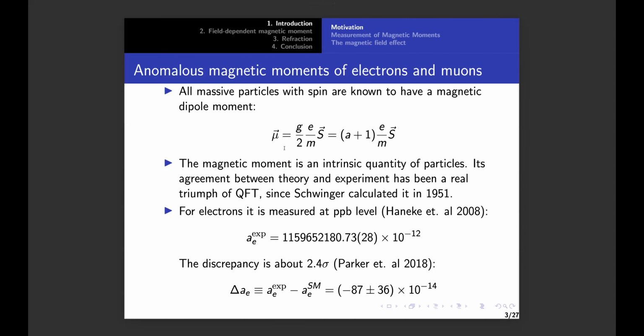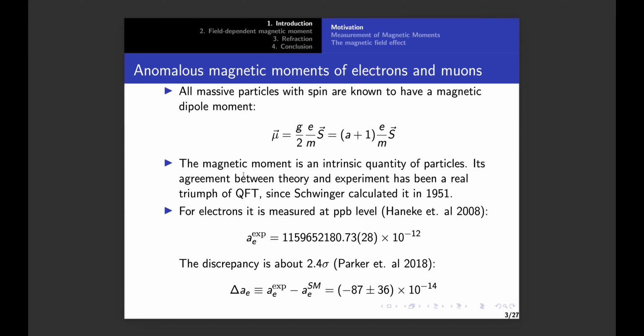As we know, all massive particles with spin are known to have a magnetic dipole moment. Here, this is the magnetic moment, g is the g factor, e is the electric charge, m is the mass, and S is the spin. And a defines the deviation of the g factor from the Dirac value, which is 2. a is called the anomalous magnetic moment or magnetic anomaly. The magnetic moment is an intrinsic quantity of particles. Therefore, it's very important to understand it in order to understand the fundamental laws of physics.